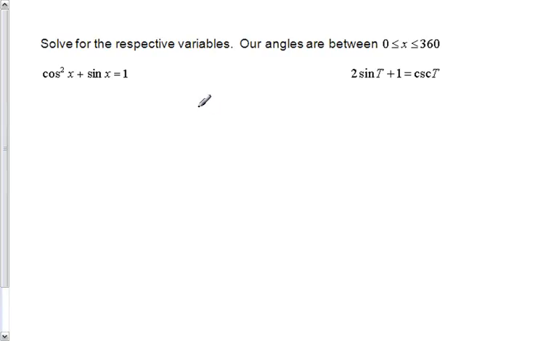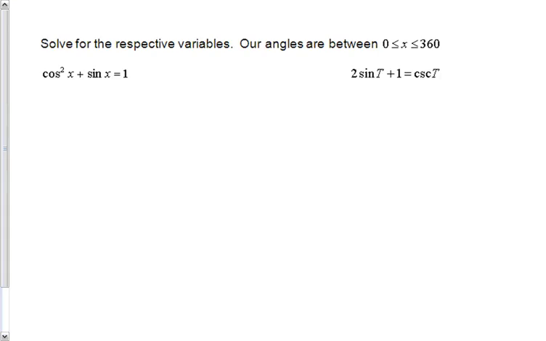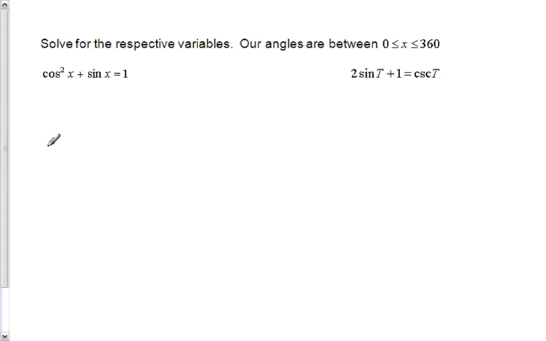And if we remember from what I said in the earlier video, I can get rid of cosine squared. It's right there. Sine squared x is the same as 1 minus cosine squared x. And here, I also have cosine squared x, so it equals 1 minus sine squared x. That right there can be substituted in. So watch out. That's a hidden identity that we should know. This is really 1 minus sine squared x plus sine of x equals 1.